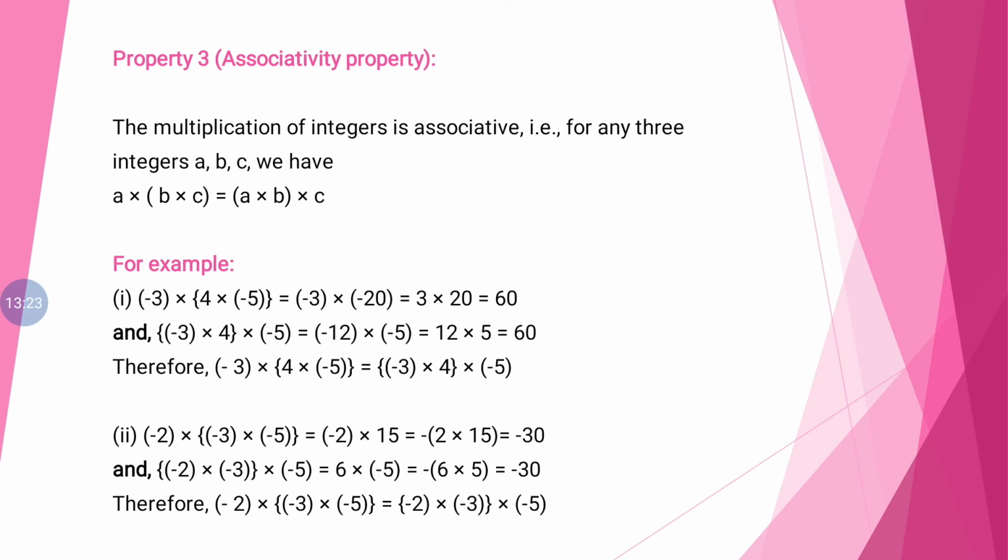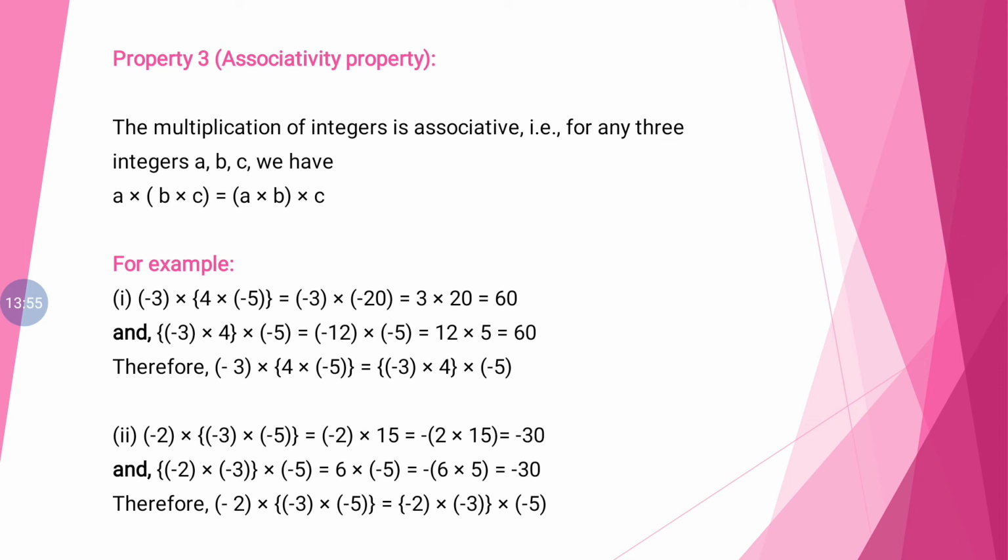For example, minus 3 into (4 into minus 5). First take the left hand side. First we complete the bracket. The product of different signs is negative. 4 5s are 20. So minus 3 into minus 20. The product of the same sign is positive. 3 20s are 60. So the left hand side is proved.